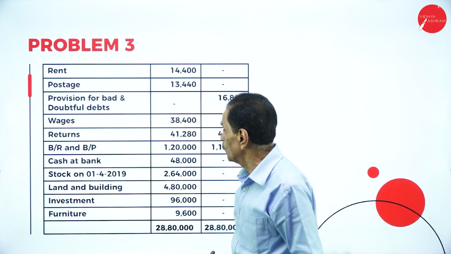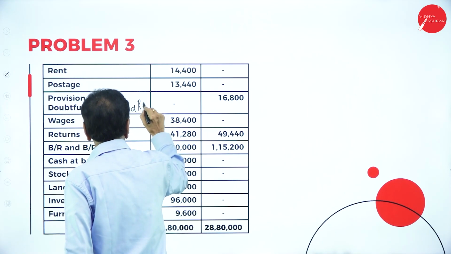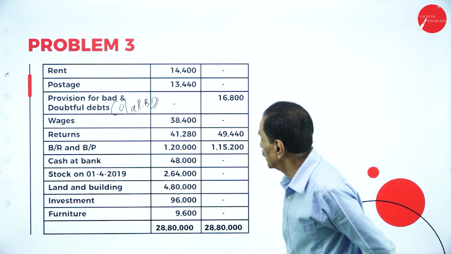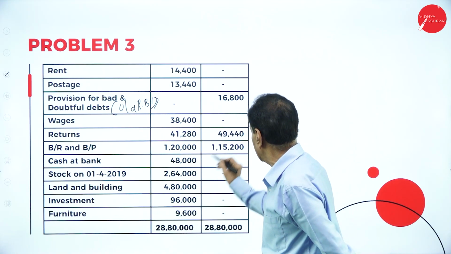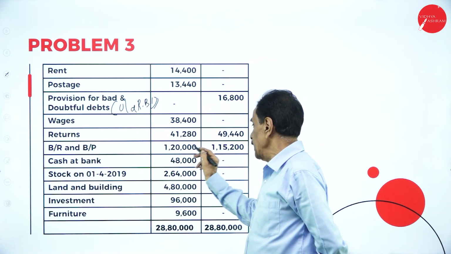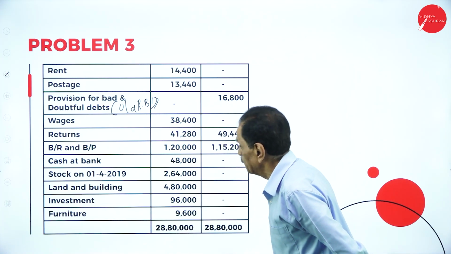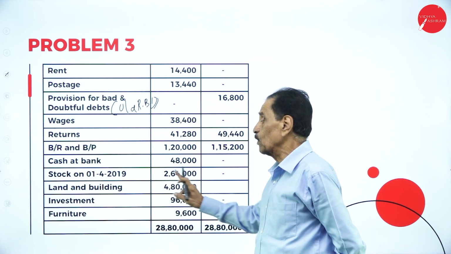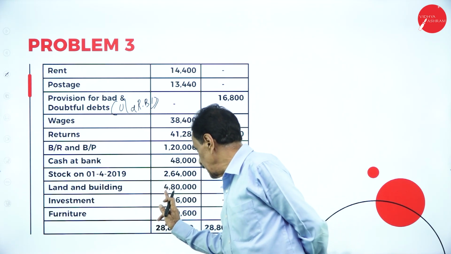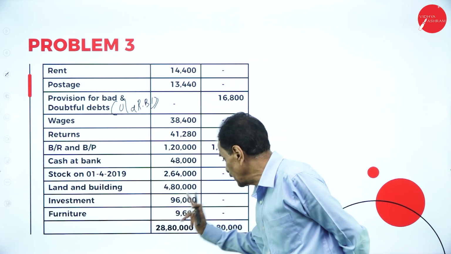Provision for bad and doubtful debts, this is old RBD. Wages, trading account. Return, debit side, sales return. Credit side, purchase return. BR and BP, BR is asset, BP is a liability. Cash at bank is asset. Stock on 1/4 means opening, trading account. Land and building is an asset. Investment is an asset. Furniture is asset.